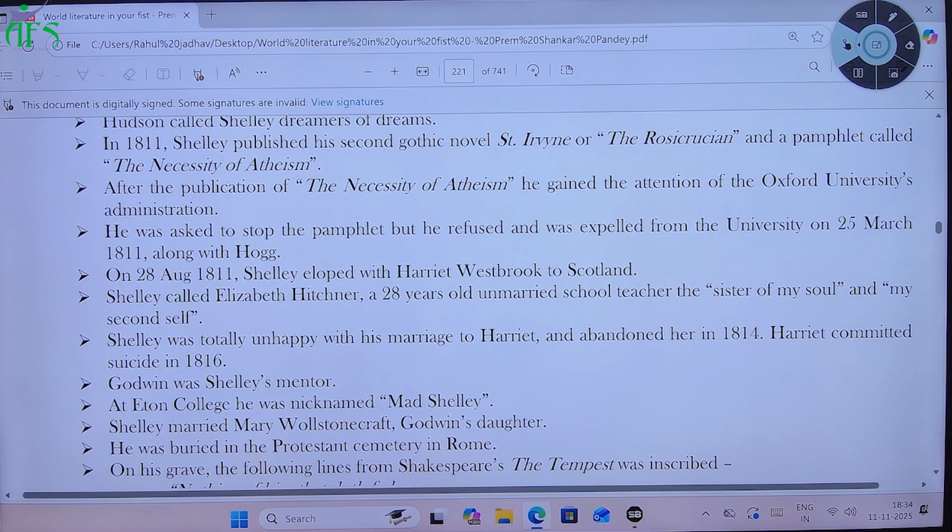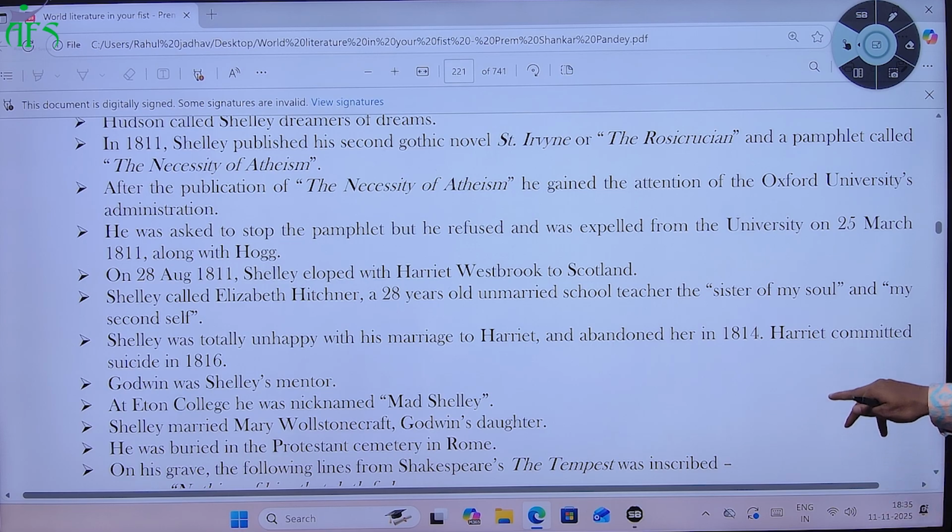Shelley called Elizabeth Hitchener, a 28 years old unmarried school teacher, the sister of my soul and my second self. Shelley was totally unhappy with his marriage to Harriet and abandoned her in 1840. Harriet committed suicide in 1816.